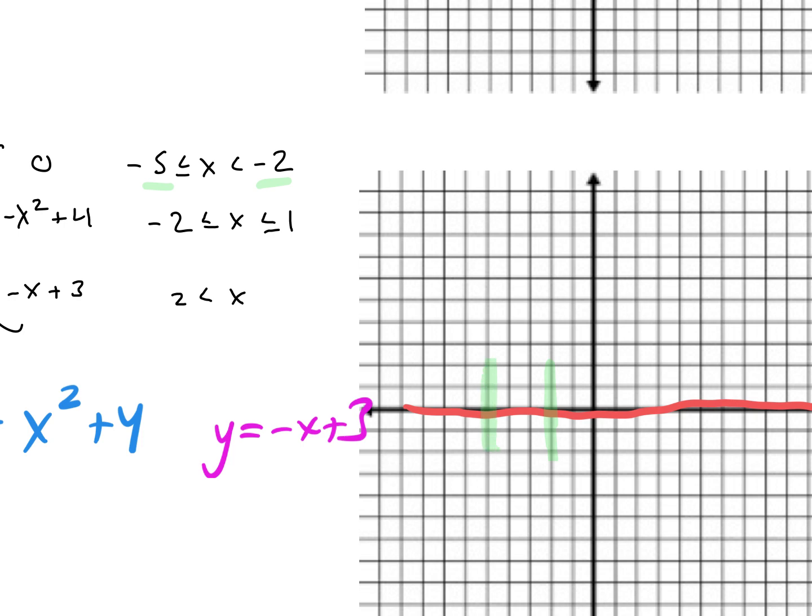If I read that inequality, it's saying x is in between. I want the values in between -5 and 2. So where am I keeping and where am I erasing? I'm keeping what? The stuff in the middle, and I'm erasing everything else.